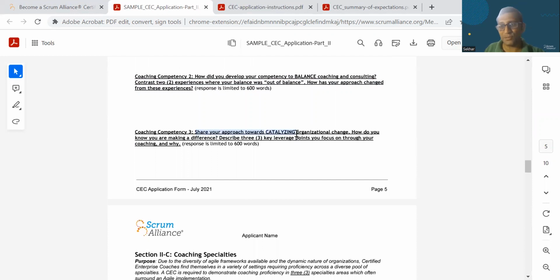Share your experience of catalyzing organizational change. This is something very valuable. And how do you know you're making a difference? Any measures and metrics? And describe key leverage points you focus on through your coaching and why.